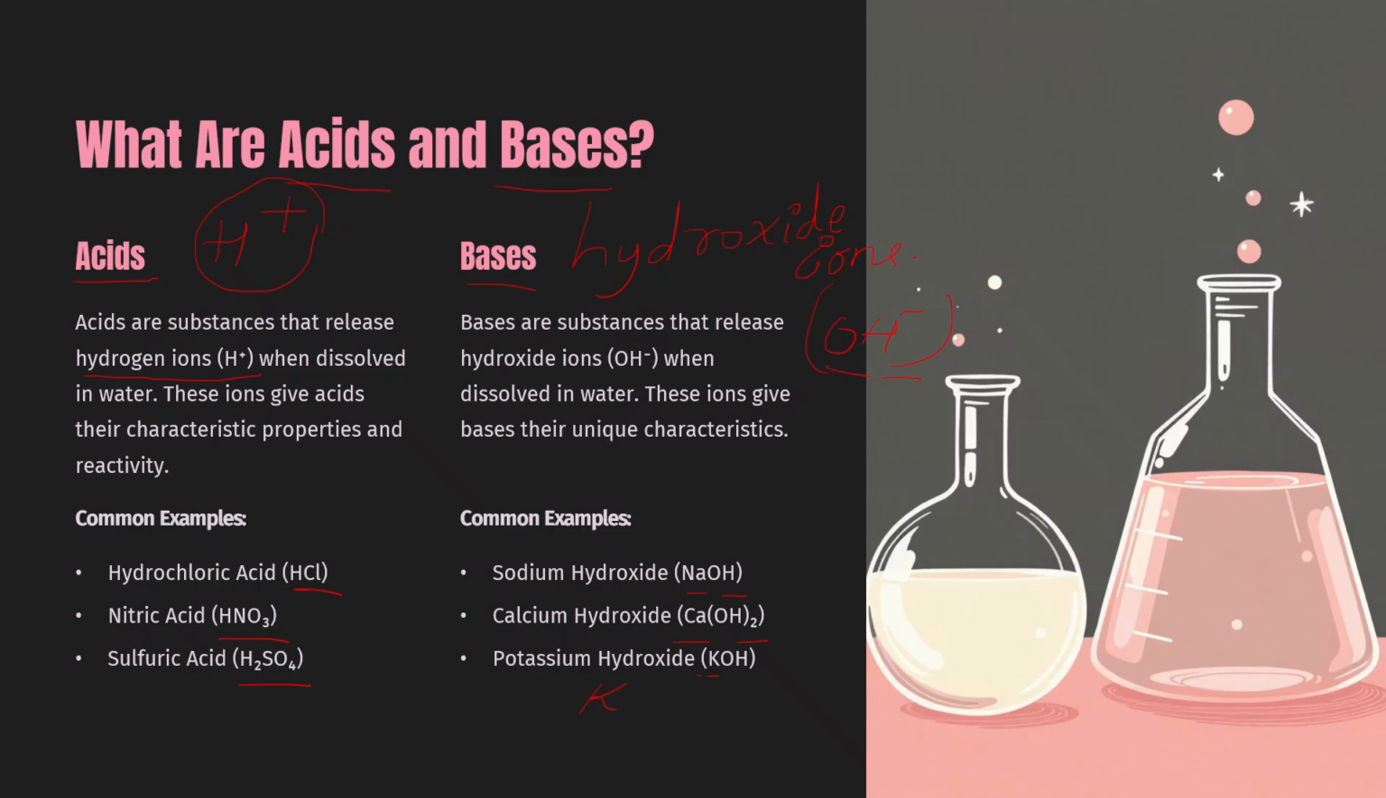So we know that acids release hydrogen ions, whereas bases release hydroxide ions, that is oxygen and hydrogen. Some examples for acid are HCl, nitric acid and sulfuric acid, and for base are sodium hydroxide, calcium hydroxide and potassium hydroxide. Wherever hydroxide comes, it is simple to understand that it is a base.